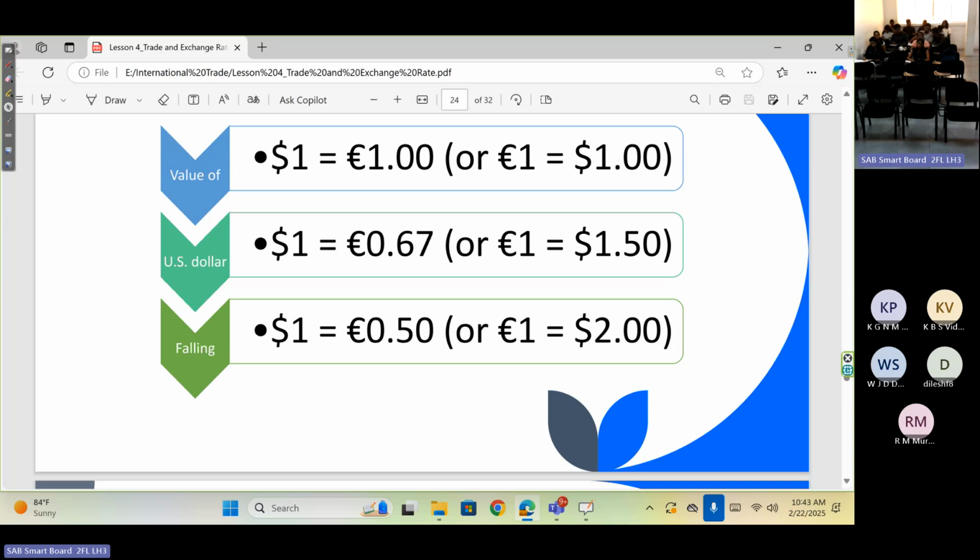What are the two currencies here? Euro and dollar, yes. Tell me which currency is strengthened and which currency is weak.